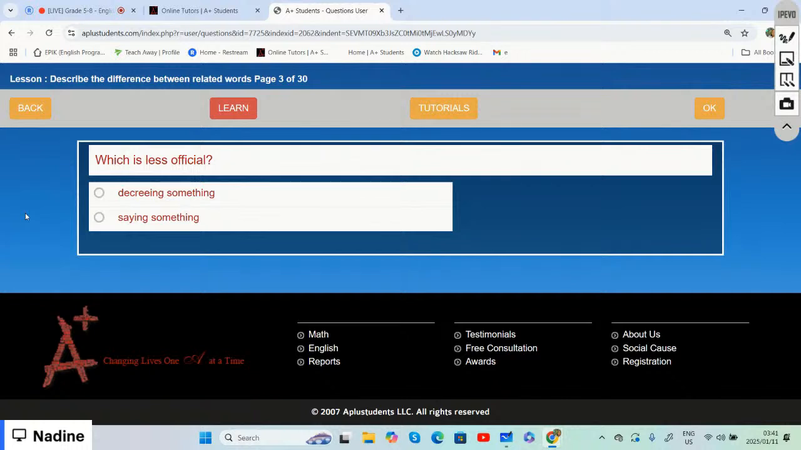And if we were to choose the correct option that is less official, then we can say just saying something is less official, because I can tell you, you know what, I'm going to give you $10,000, right? I can tell you that I'm going to give you $10,000, or butter me an X amount and I will give you it back. That is just saying it.